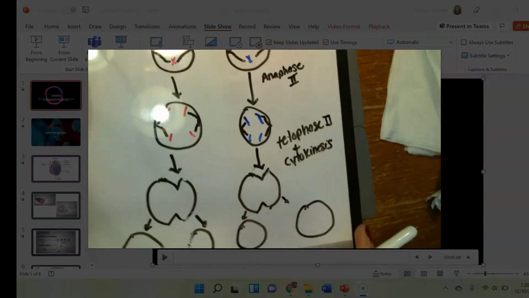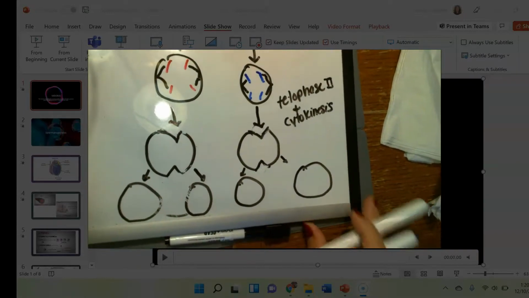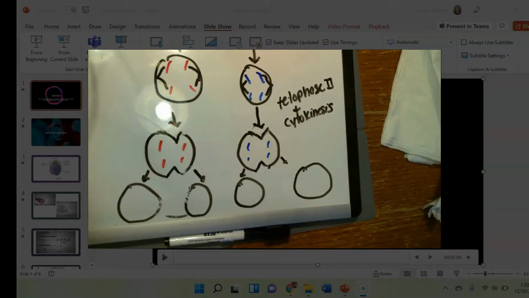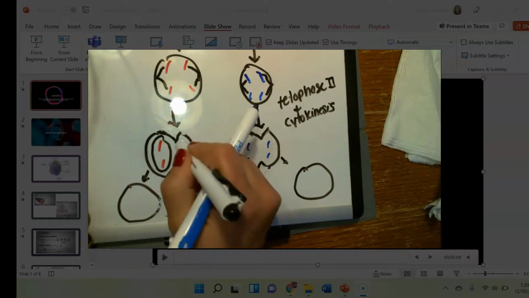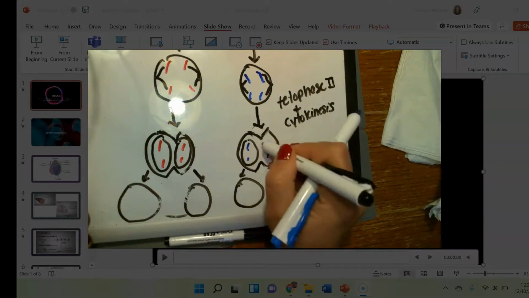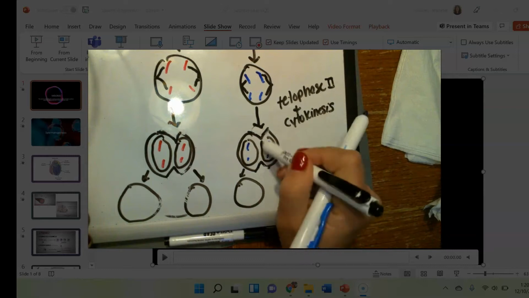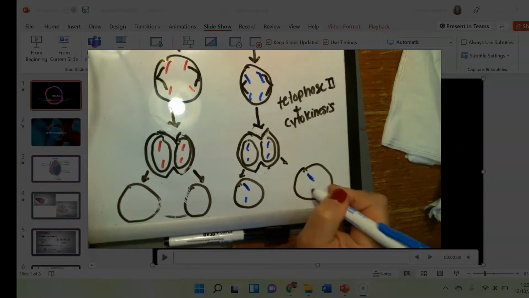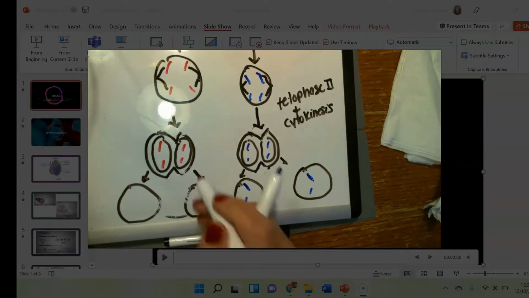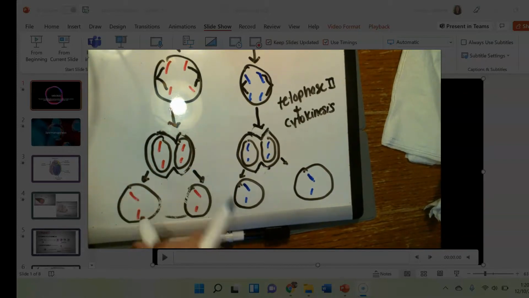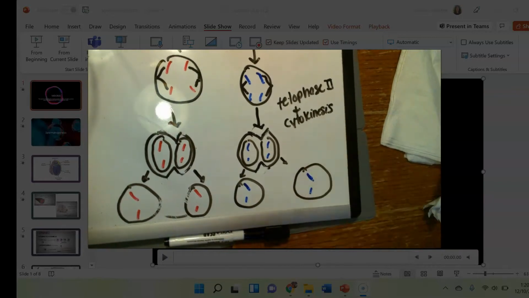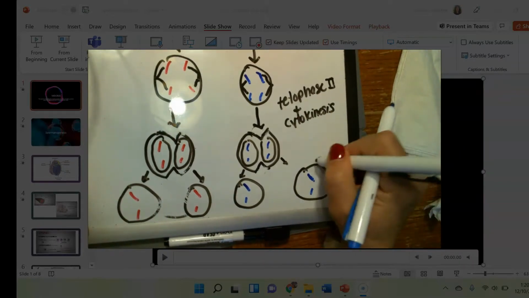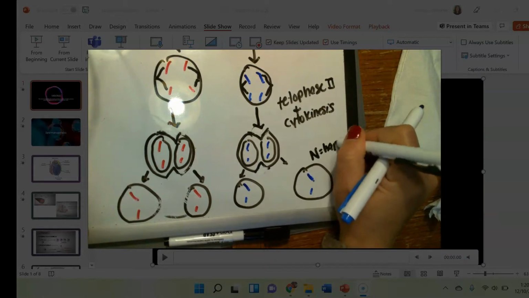Finally, for telophase 2, right, the nuclear envelope is going to reform over each chromatid. So the nucleus is going to reform around here. Cytokinesis is going to occur, and that cell is going to cleave and split apart into 4 new cells, each with 1 copy, 1 chromatid of each chromosome. So here was our original chromosome 1, here was our original chromosome 2, but we just have 1 chromatid. These are all haploid cells, right? So they only have 1 copy of each chromosome, so they're N, so they're haploid.